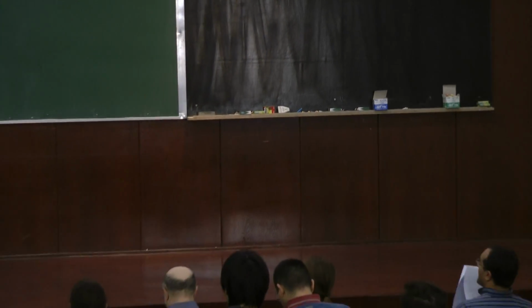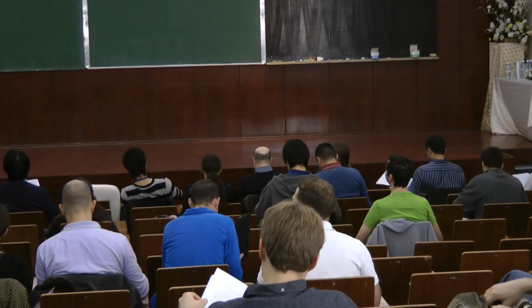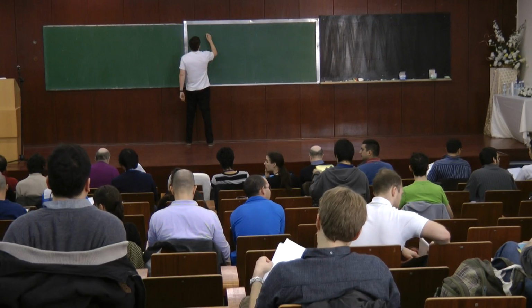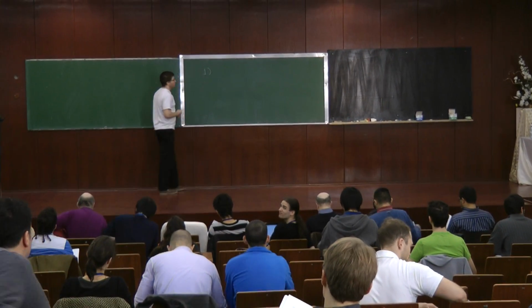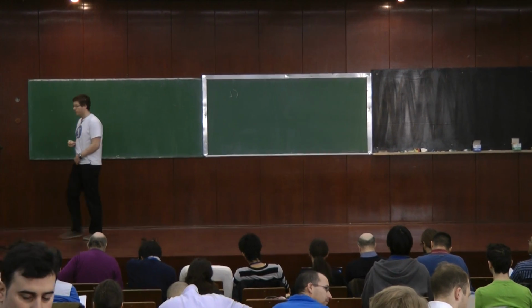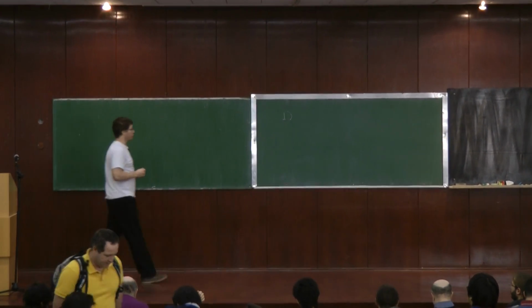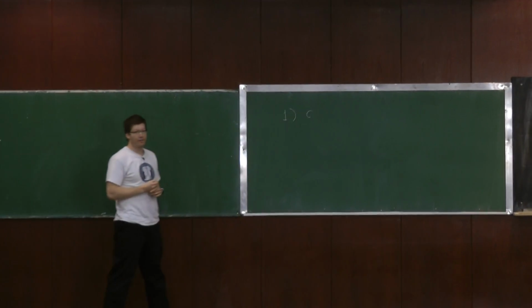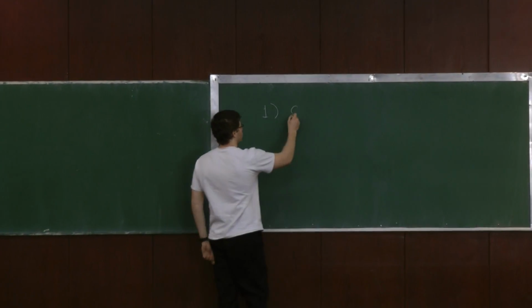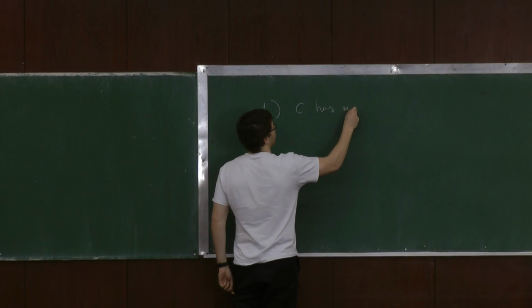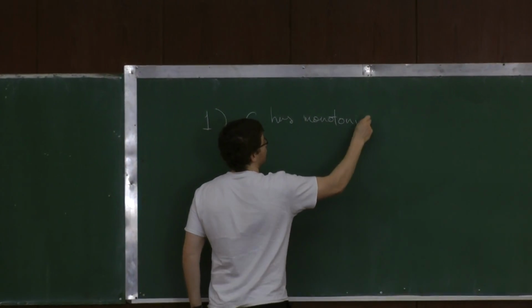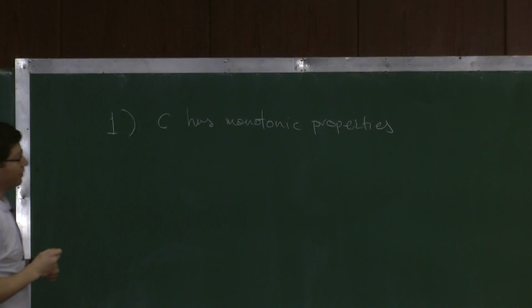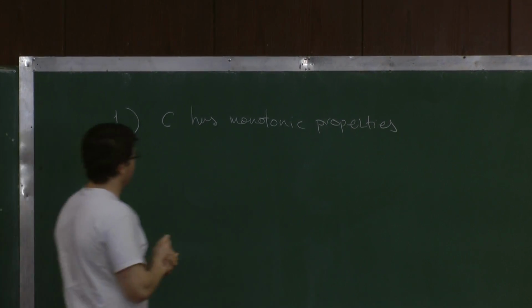I'll start by quickly reminding the punchlines of the two previous lectures, and then we'll go on. So first, in the first lecture, we discussed two-dimensional RG flows. In two-dimensional RG flows, there is a quantity, C, the central charge of this two-dimensional field theory, which has monotonic properties in RG flows.